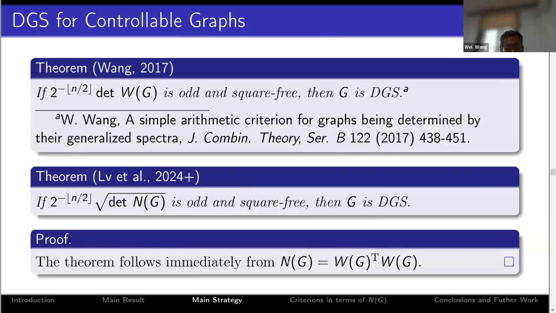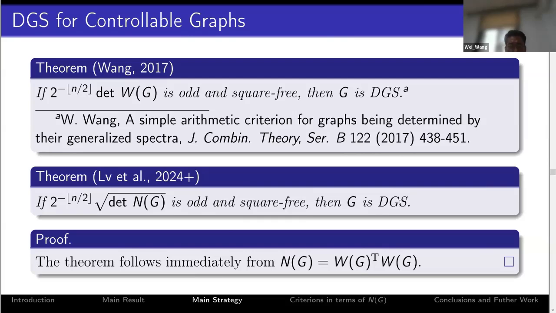So from this one, we can express the determinant of WG through the square root of the determinant of NG. So for controllable graphs, the question is very easy to answer. Which graphs are determined by their total number of walks? If this condition is satisfied, then the graph G is determined by its generalized spectrum and is also determined by its total number of walks.